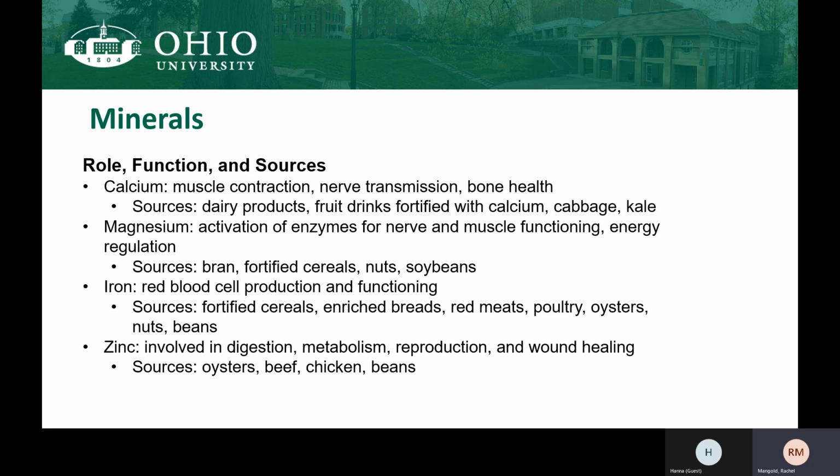Finally, we're going to talk about zinc. This is involved in digestion, metabolism, reproduction, and wound healing, which is why it's another thing that has been really popular amidst COVID and everything. Some sources of zinc are going to be oysters, beef, chicken, and beans.